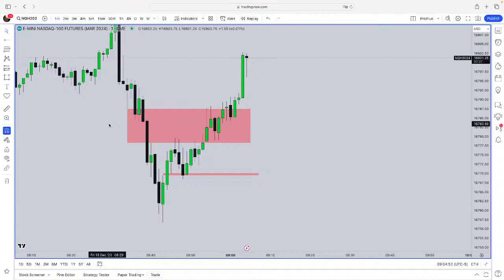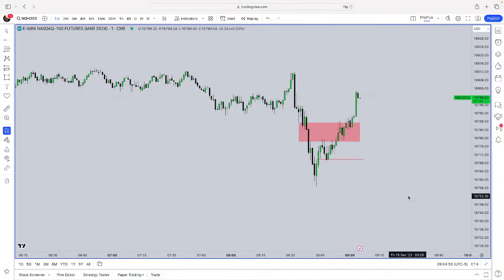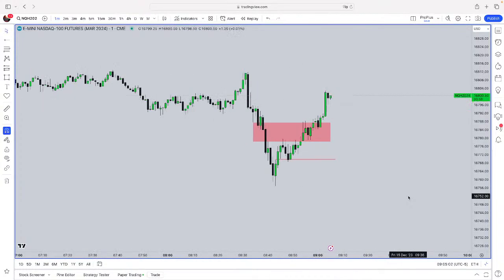SMT can be important. I mean, again, you don't need to have SMT in your trading. All you need is a fair value gap, just to keep it the most simple. But someone else could love SMTs and use that in their trading. But for me, I don't use SMTs as much.